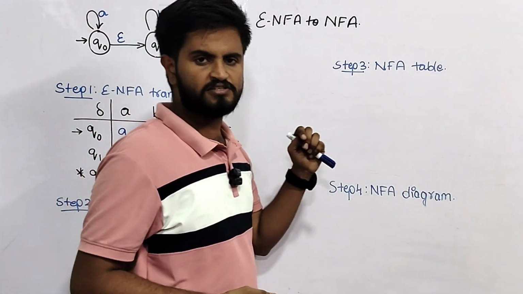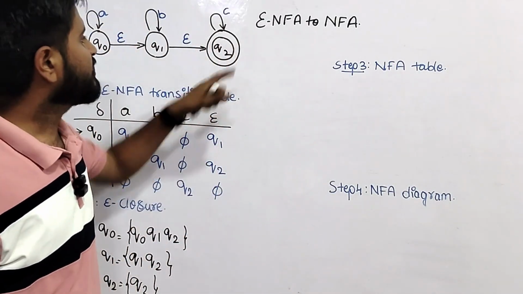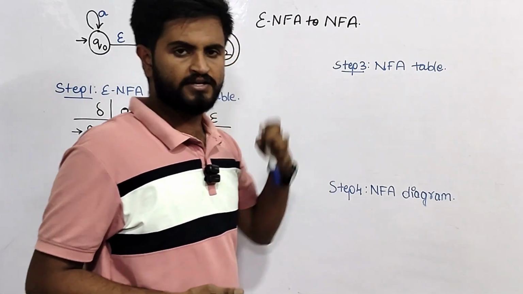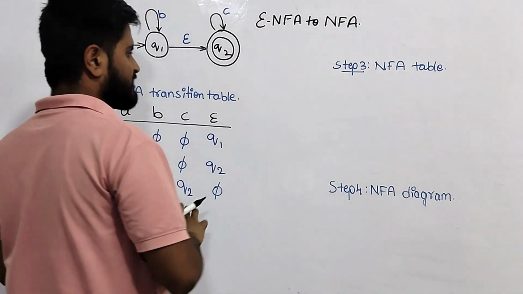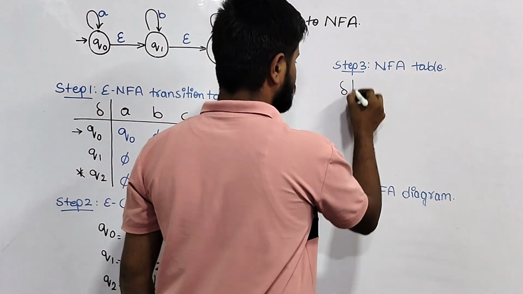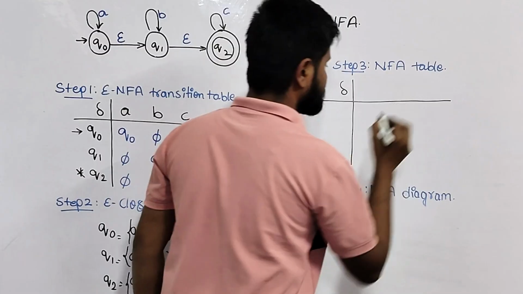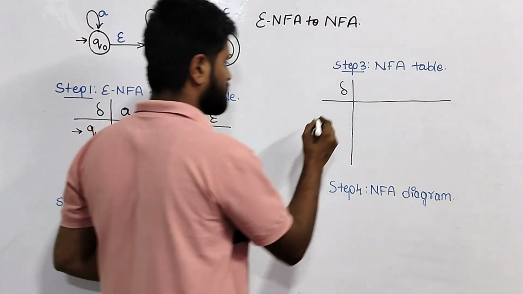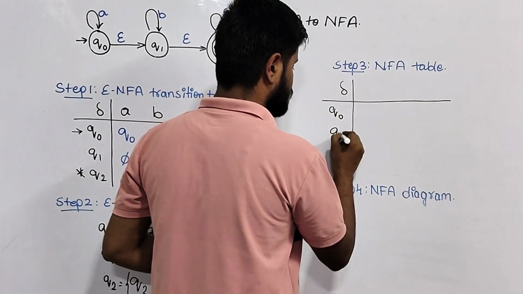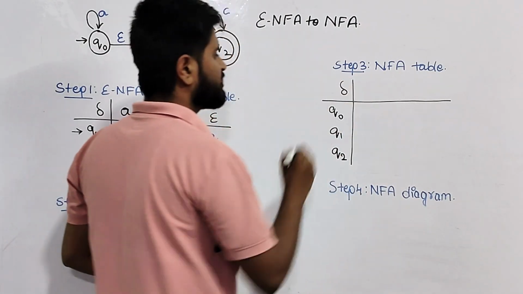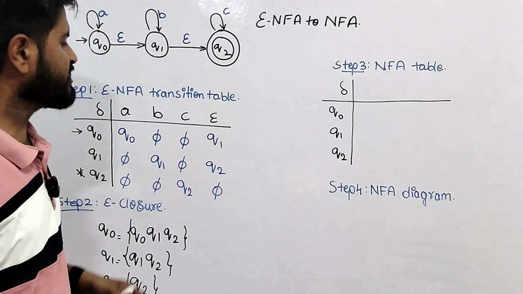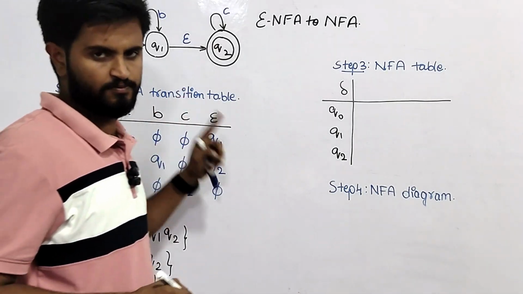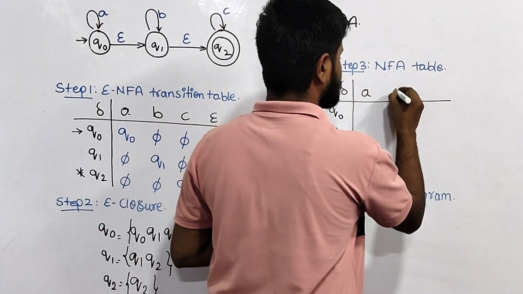So the third step is to write the NFA table. Here we are converting epsilon NFA to NFA now. So we must write the NFA table. So in NFA table also we will represent it using delta only, and the states will be Q0, Q1, Q2 itself. Now what are the inputs we will be using? A, B and C. Only A, B and C, we will not be using the epsilon.